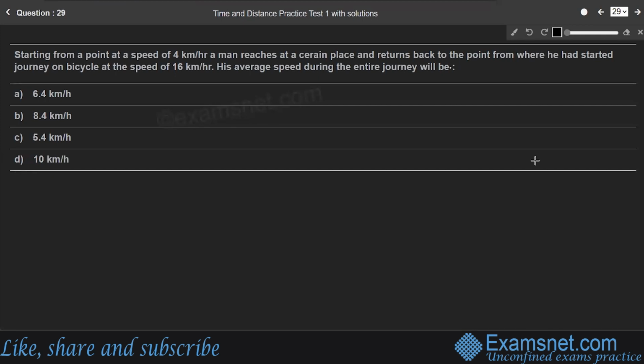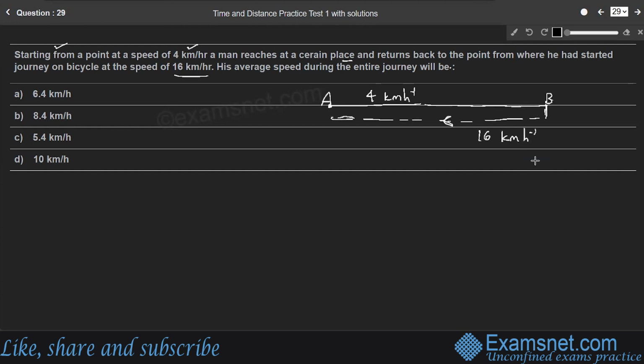Question 29. Starting from a point at a speed of 4 km per hour, a man reaches a certain place and returns back to the point where he had started the journey on a bicycle at the speed of 16 km per hour. His average speed during the entire journey will be. So here students will consider two places A and B. From point A, the man starts his journey with the speed of 4 km per hour and reaches the place B. And he returns to his starting point A again with a different speed, which is 16 km per hour.